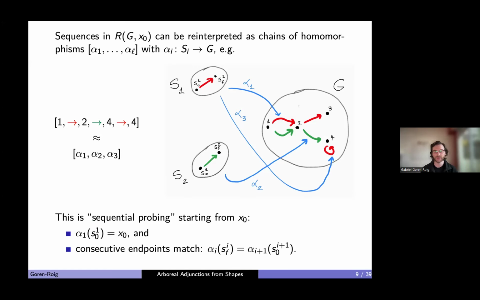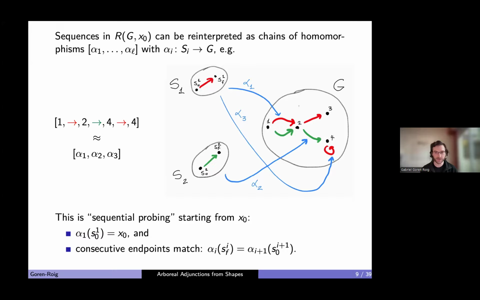And notice that this is kind of like a probing thing, but it's sequential in the sense that the first probe has to map its own source to the base point of the graph. And then each successive probe or homomorphism has to make the consecutive endpoints match. And in this sense, it is also a kind of path or walk inside our graph.